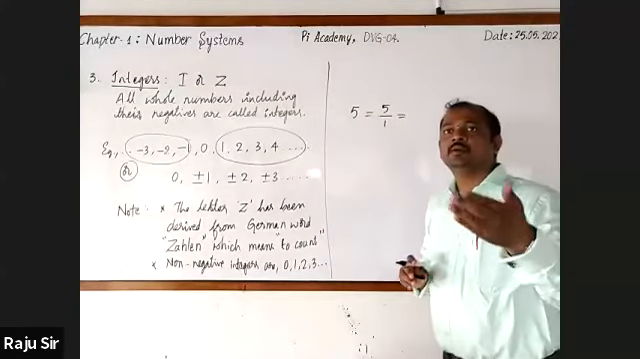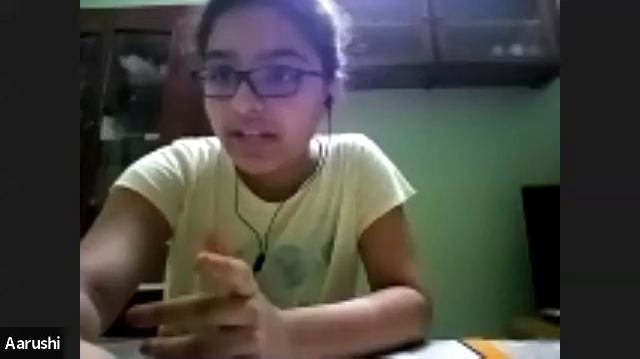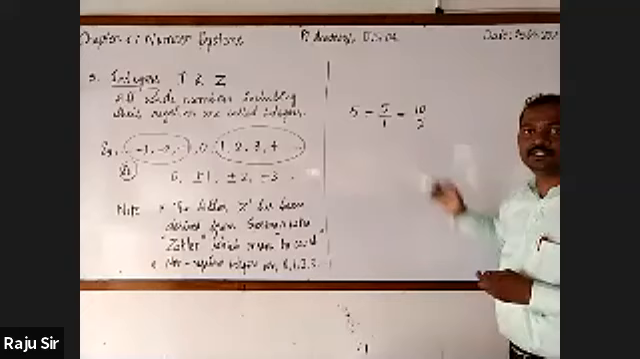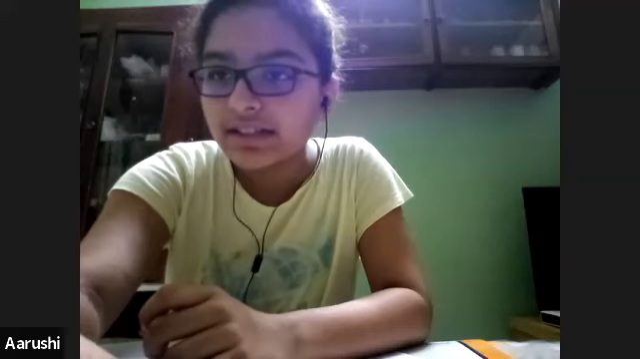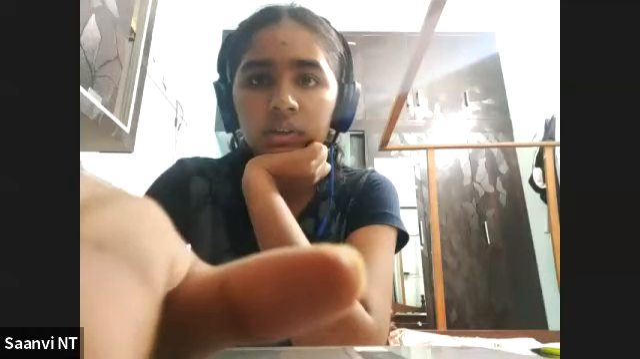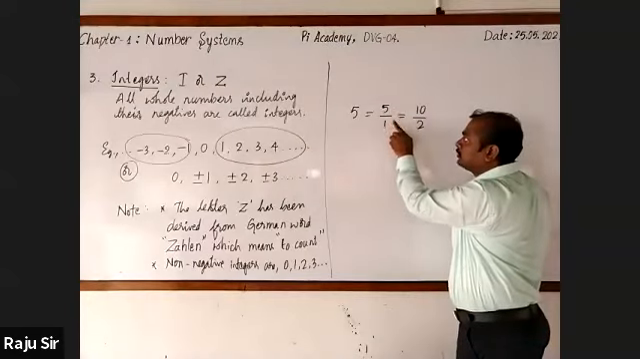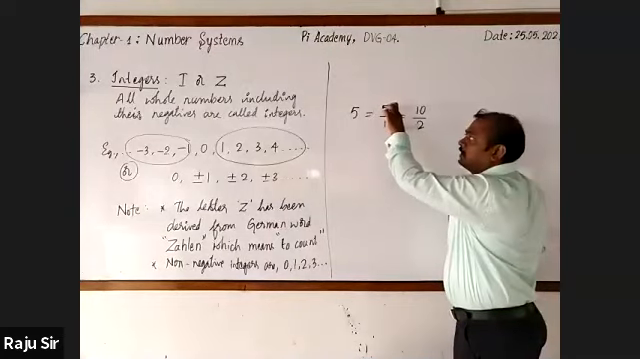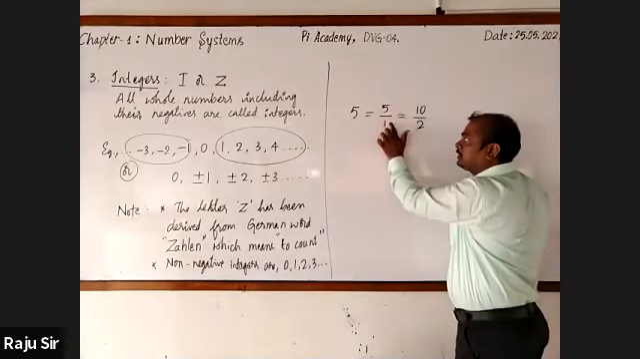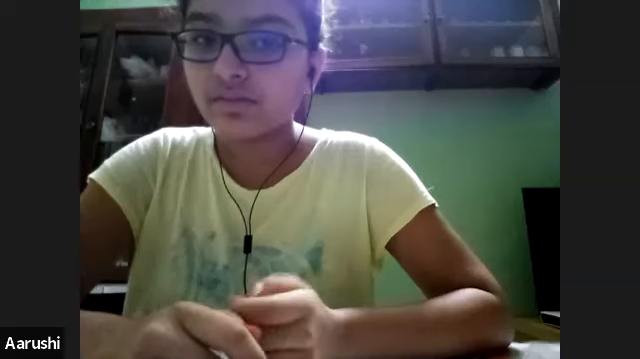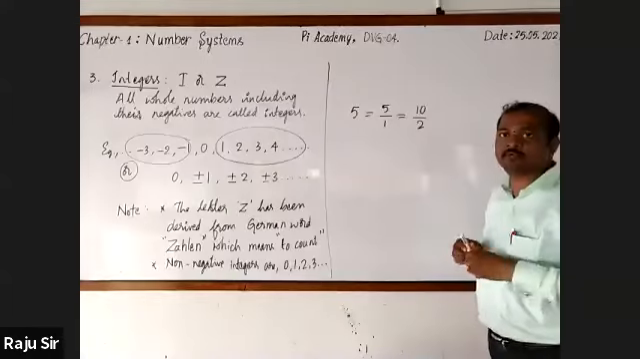Yes, sir, 10 by 2. Very good. 10 by 2 is 5. Even you have learned about it, that is 3 by 5 to 6 by 10, obtained by multiplying 2 to the numerator and denominator. A fraction which is obtained by multiplying the same number to the numerator and denominator is an equivalent fraction. So this is an equivalent fraction.